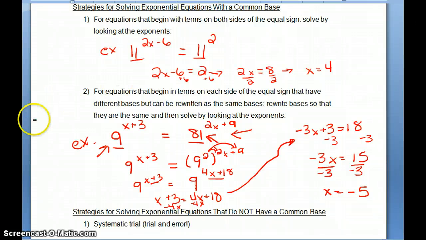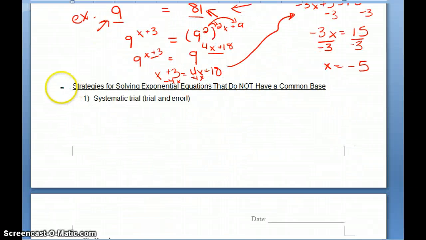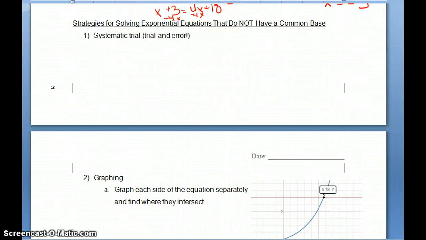So, okay. Now let's move on to our second situation. What happens when we don't have a common base? Yikes. What are we going to do? Our first option is we can use systematic trial, or what we know as trial and error. For example, what if we had 7 is equal to 1.4 to the power of x? There's no way that we could rewrite that, or at least that I can think of off the top of my head, where x will make that true.